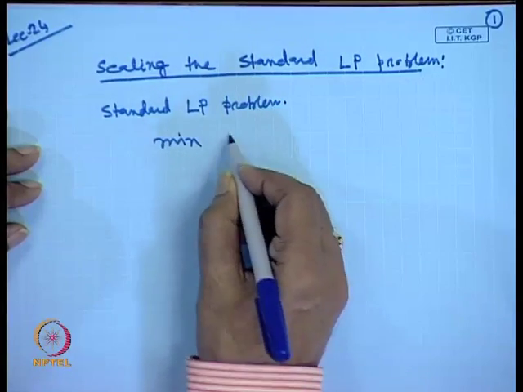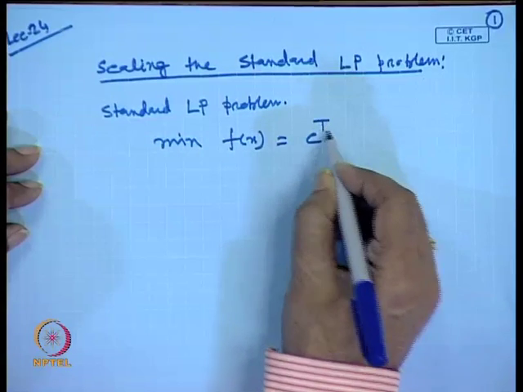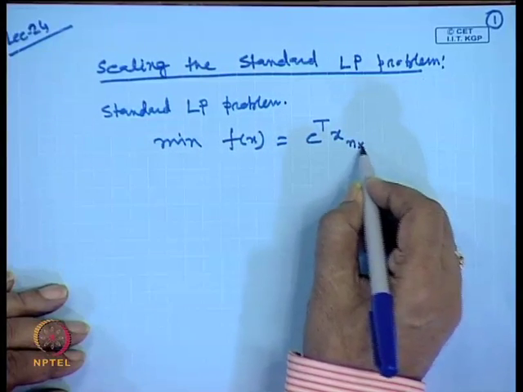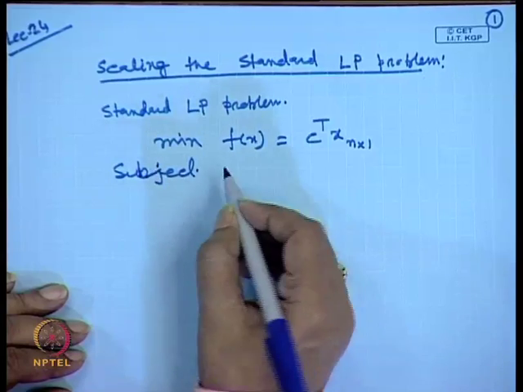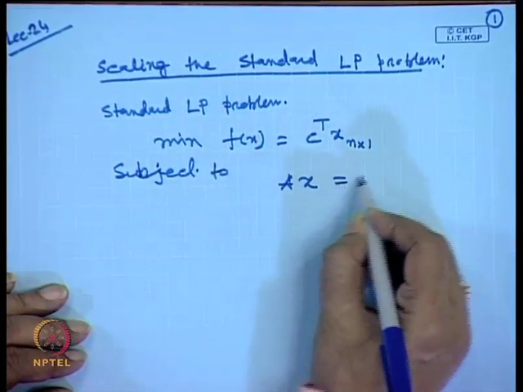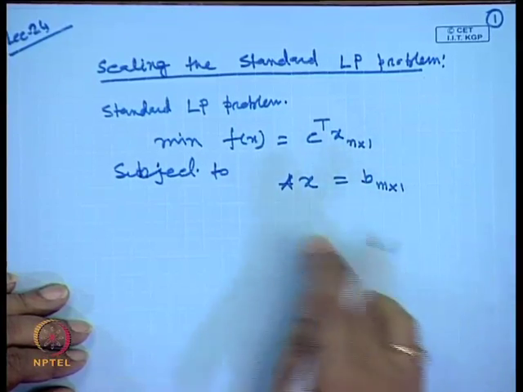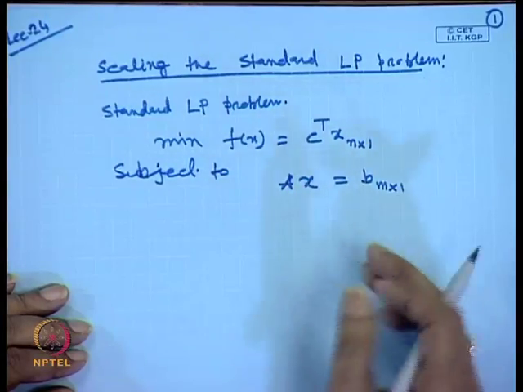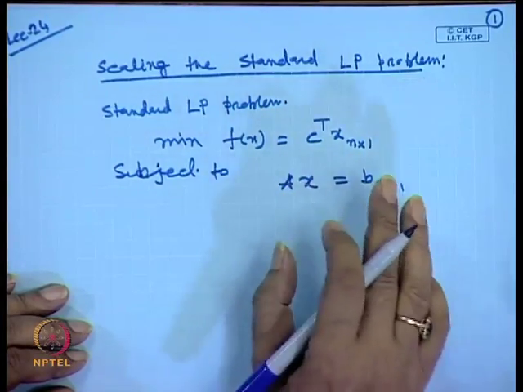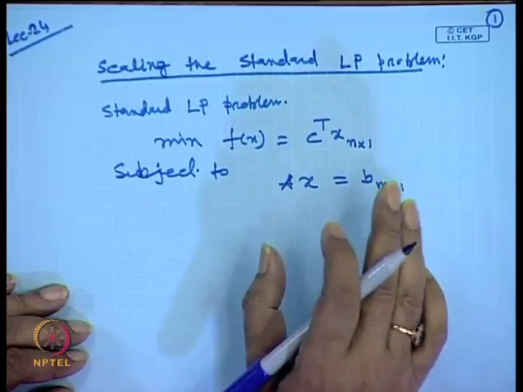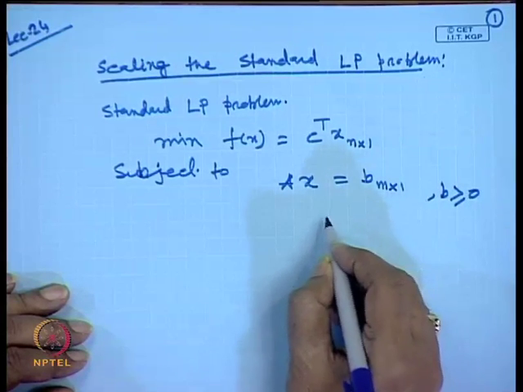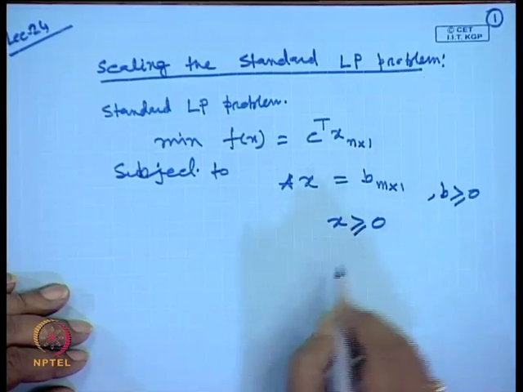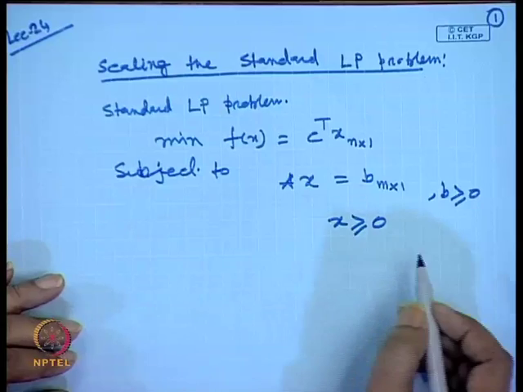Our standard LP problem is: minimize f of x, which is nothing but c transpose x, whose dimension is n cross 1, subject to A x equal to b. b gives the equality constraints. Even if the original problem has an inequality constraint, we know how to convert it into an equality constraint by introducing slack variables, surplus variables and artificial variables. In the standard LP problem, b is greater than or equal to 0 and each element of x is greater than or equal to 0. So this is our standard LP problem.